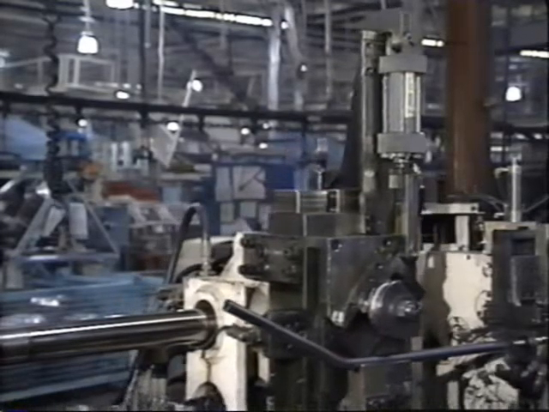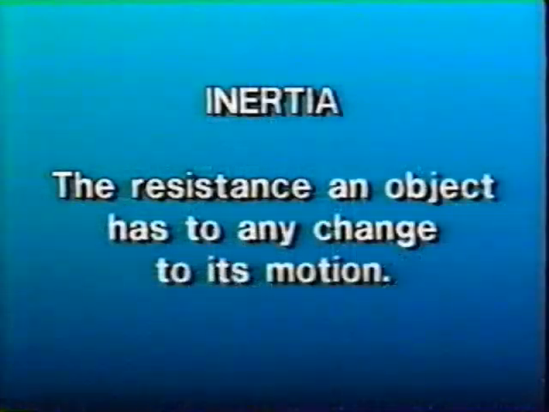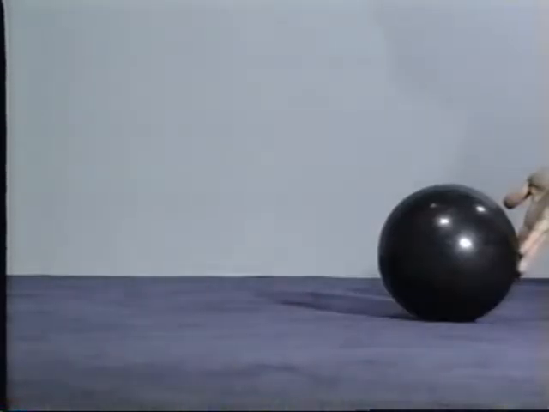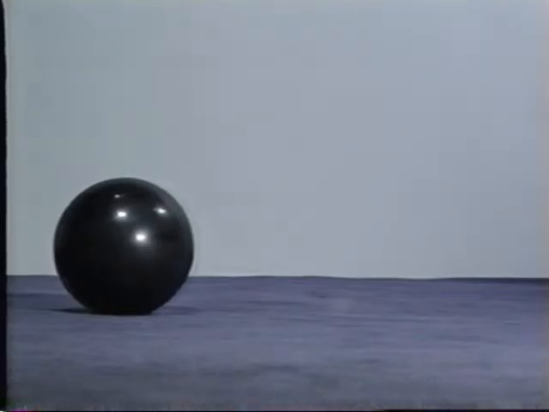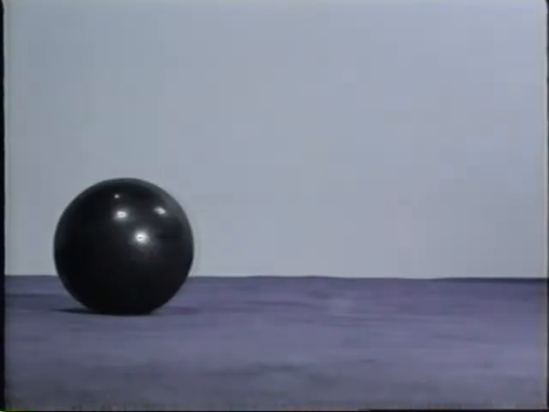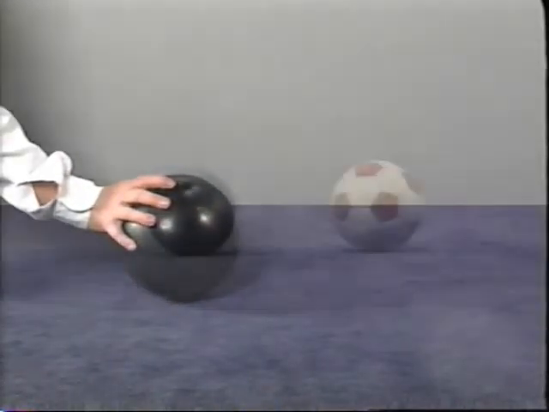That's because all objects exert a force of their own called inertia. Inertia is the natural resistance that an object has to any change in its motion. In order to get this ball moving, we have to apply enough force to overcome its inertia. How much inertia an object has depends on its mass. The heavier an object is, the more force it takes to start it moving, to change its direction, or to stop it once we get it moving.